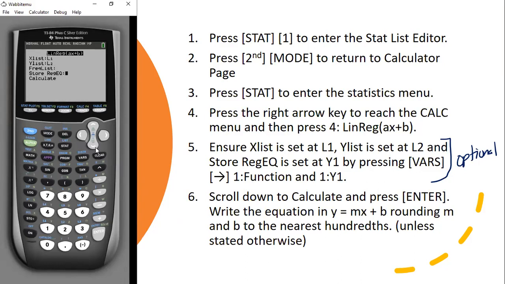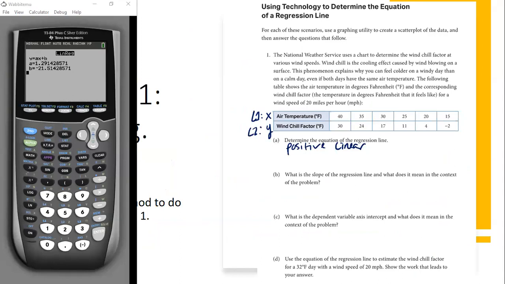So what this is telling you at step 5 is you're going to press vars. You're going to arrow over to Y-VARS. You're going to press 1 for function and 1 for Y, and then you're going to go down to calculate. I'm going to hit enter. It's going to do some thinking. And ta-da! It has found my slope and my intercept. So can I write my equation? Yes. So my equation for this problem is y equals 1 and 29/100 x minus 21 and 51/100.